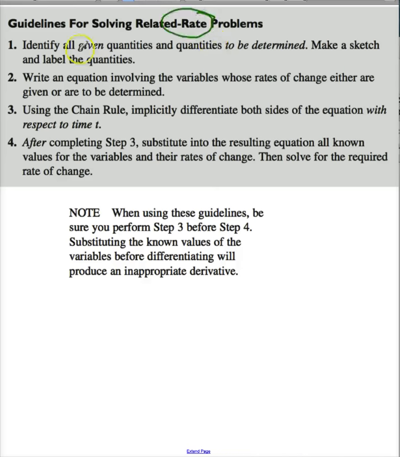So the first thing you're going to do is identify everything: what you're looking for, what you have. You're going to draw a sketch, and you're going to label. Then you're going to write an equation involving the variables whose rates are changing. And then you're going to do implicit differentiation of the equation on both sides with respect to time. And after that, you're going to plug back in your known variables and solve. Now let's try one.